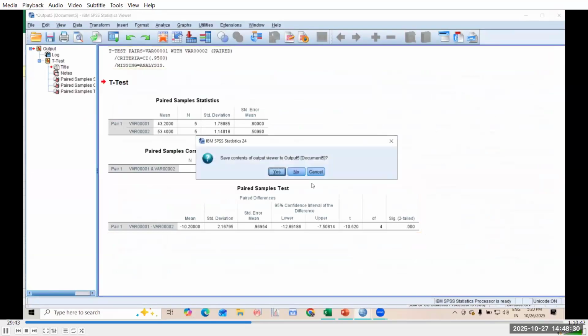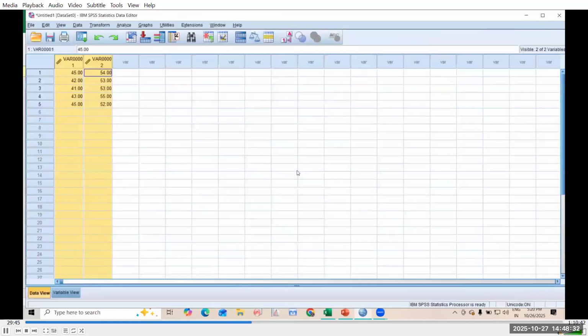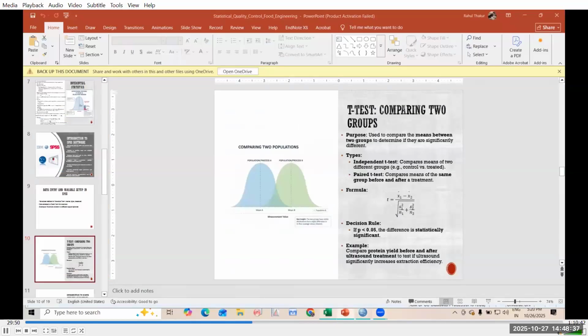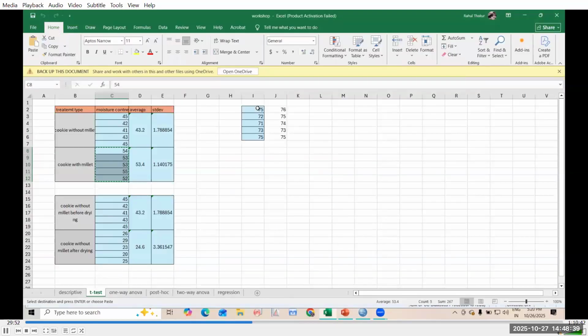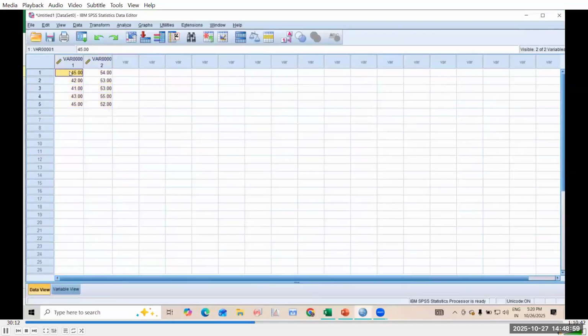Let's suppose it has no difference. Suppose in the Excel file, there are two different types of moisture content, two batches of moisture content. We'll check whether the paired t-test shows that there has been a significant difference in their moisture content or not. Just copy and paste. Okay.